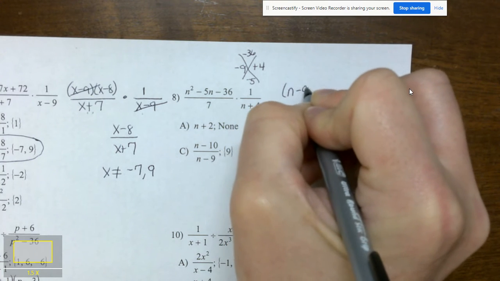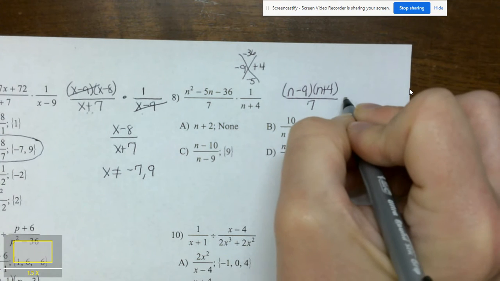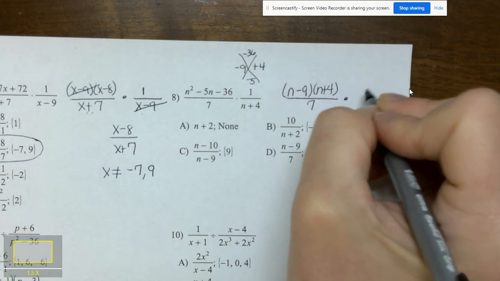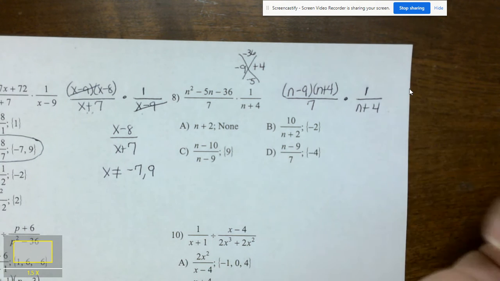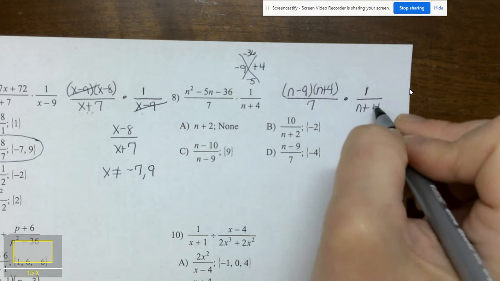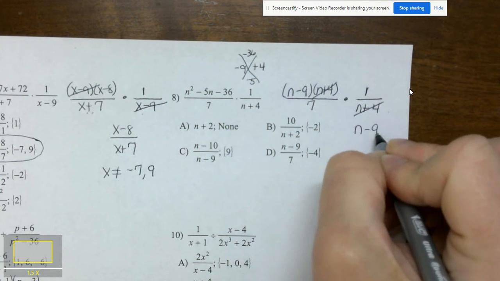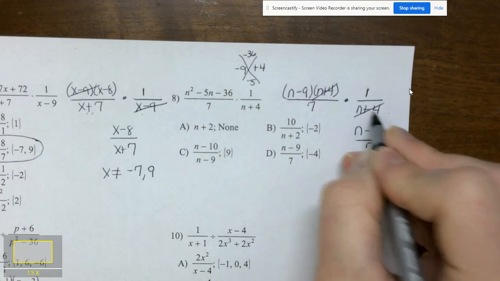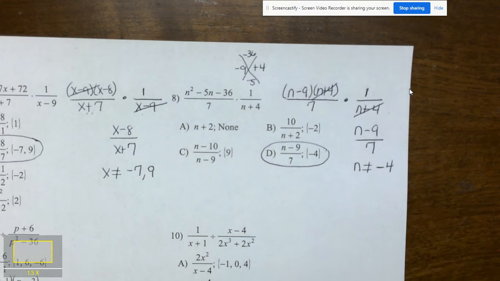So this is going to be n minus 9, n plus 4, over 7 is a monomial, so we don't do anything with it, times 1 is a monomial, we don't do anything with it, and then n plus 4. It's a binomial with nothing in common, so we don't do anything with it. Then we cancel. We can cancel the n plus 4s, and that looks like that's all that will cancel. So we're left with n minus 9 over 7. And n cannot be equal to, we go back to this denominator, n can't be negative 4. So our answer choice here is choice D.